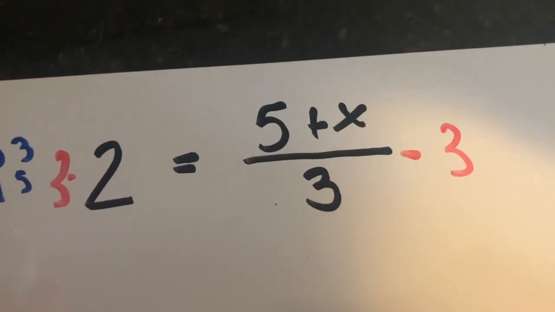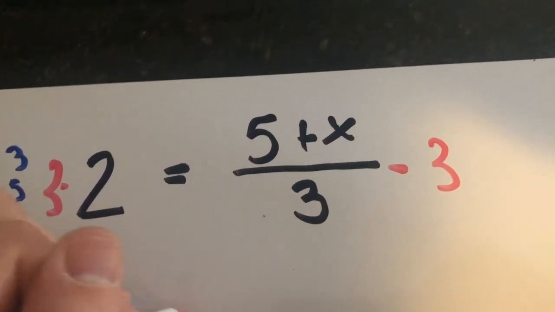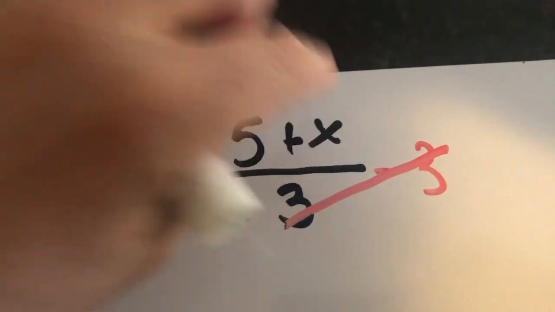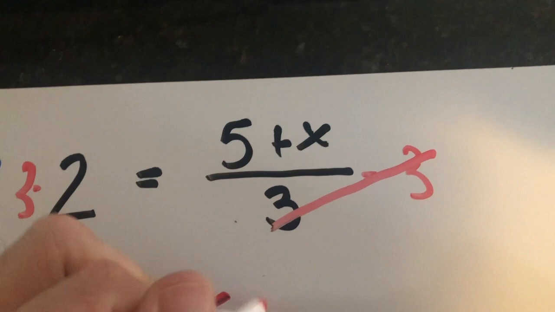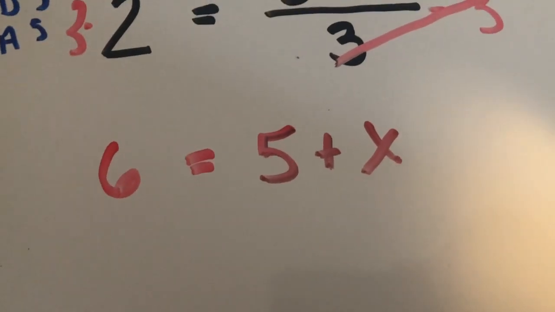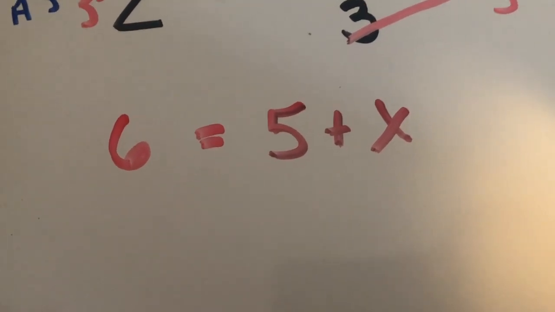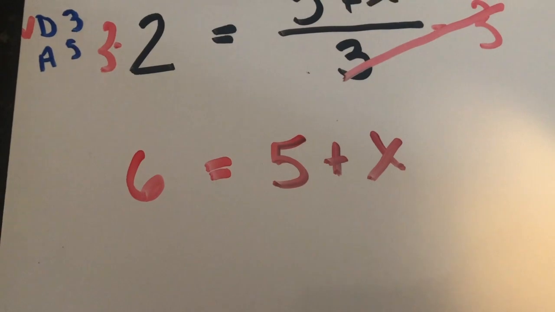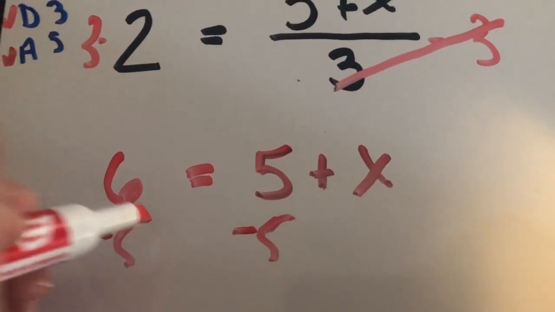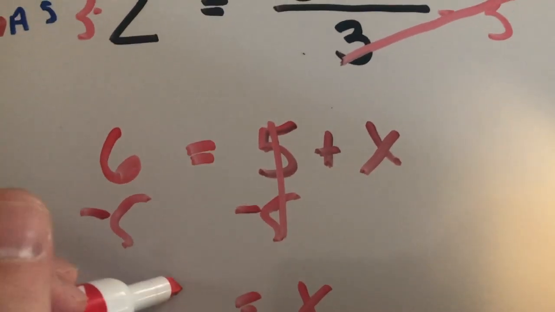So multiplying both sides by 3, on the left-hand side, of course, we get 6. On the right-hand side, the 3's cancel. That unlocks that 5 plus x that's in the numerator. And then we're left with a very simple one-step equation. Again, we have that addition of 5 that we need to take care of. So to take care of that, we subtract by 5. x is equal to 1.